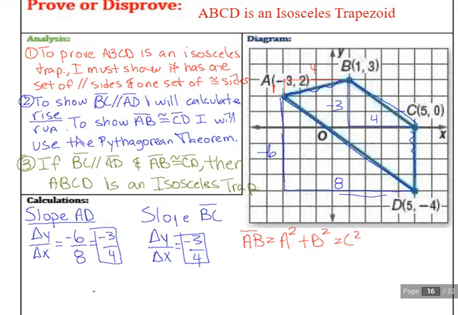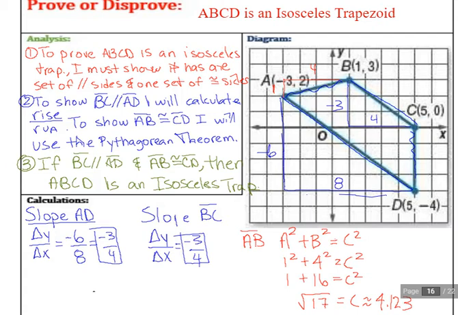Okay, all right. So we have 1 and 4, so that's 1 squared plus 4 squared is equal to c squared. So c is going to be equal to the square root of 17, which is approximately equal to 4.123.